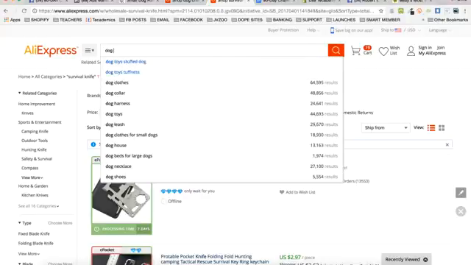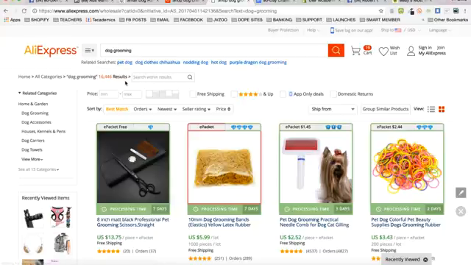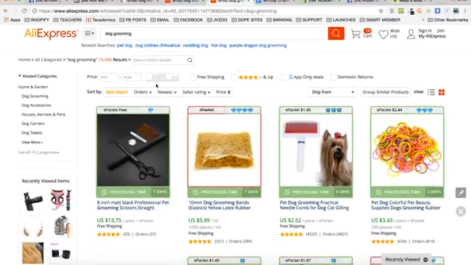So let's go back. Let's say dog. Let's just pick a random one. Let's pick dog G and let's see what comes up. Dog grooming. Cool. I wouldn't have really thought of that one, right? So let's just pick that, click on it. We were interested in possibly going in the dog niche. We see when we type in dog G that dog grooming is a popular sub-niche or niche to go into.